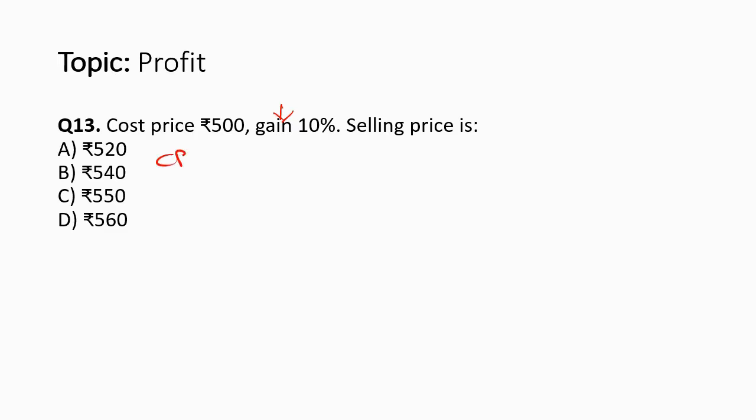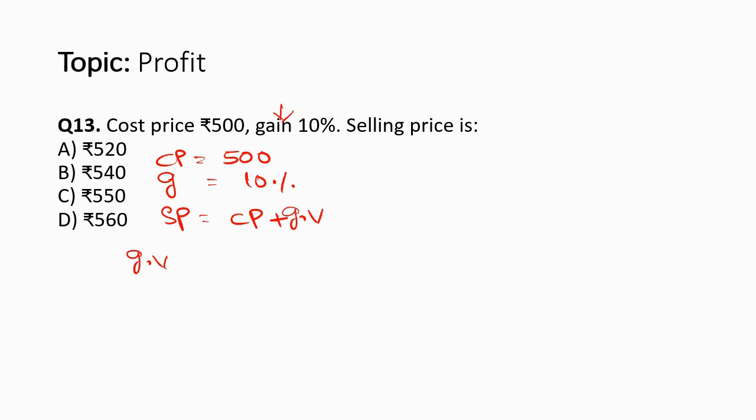So cost price noted as CP, value is 500 and gain percentage is 10%. What is selling price? See here gain percentage means which we are selling, like going selling price, it will be the increasing, right? So we are using plus sign. Selling price is equal to cost price plus gain value.